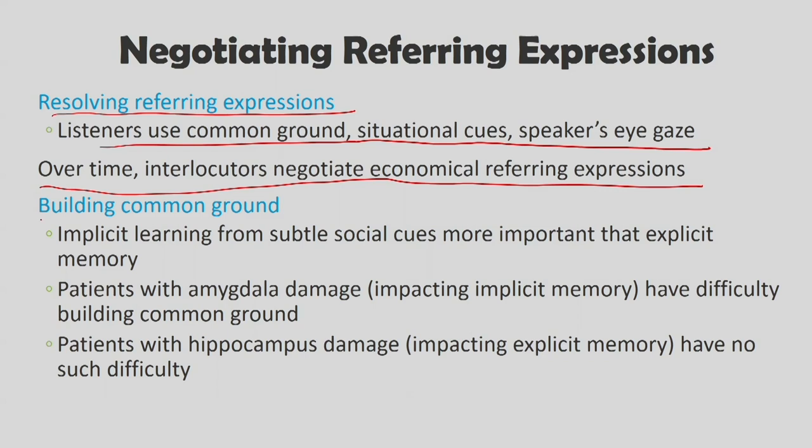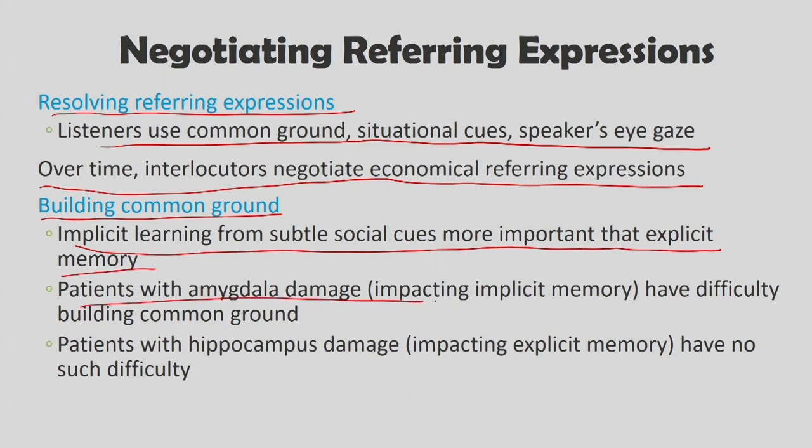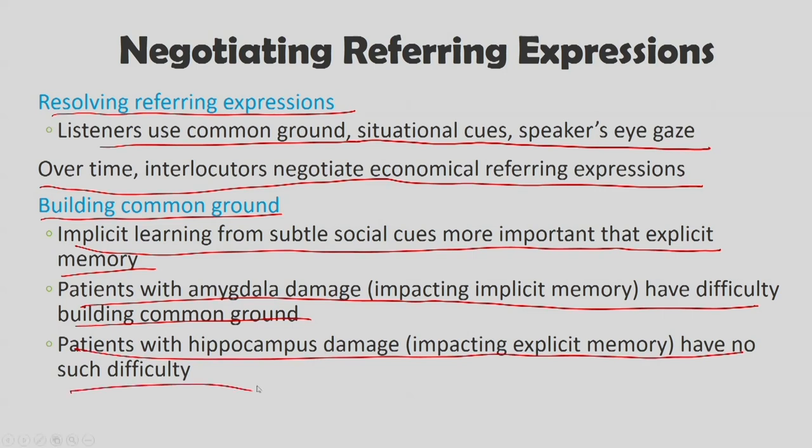We do this by building common ground, where implicit learning from subtle social cues is more important than explicit memory. Patients with amygdala damage have been shown to have difficulty in building common ground, and patients with hippocampal damage have no such difficulty. So, listeners do make use of common ground in identifying referents, and they also make use of situational cues such as speakers' eye gaze.